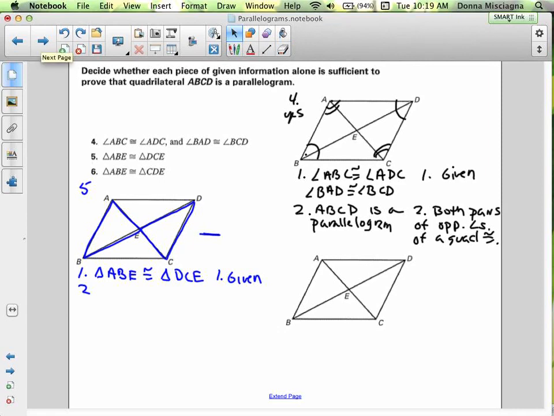Now, there are a couple ways. I could try to get one pair of sides congruent and parallel, which I think I can do, because I have some opposite angles. But maybe let's do this the easiest way. And I'll try to make sure I don't do both of them the same.